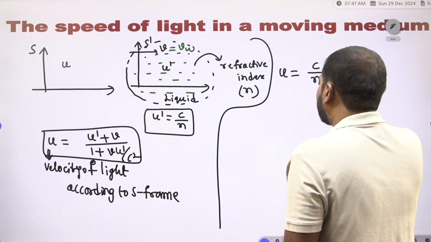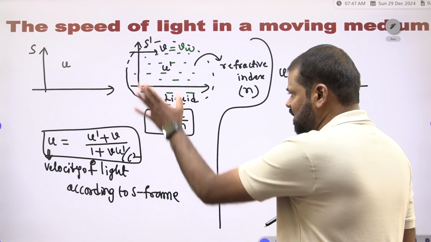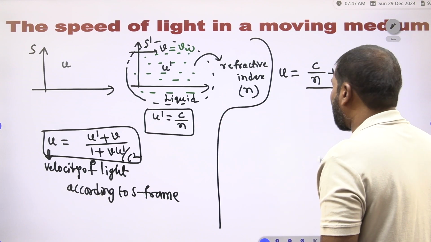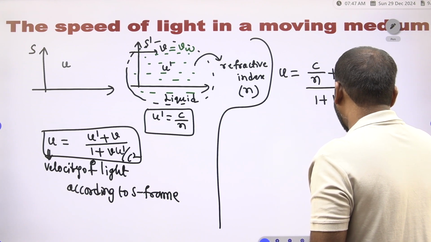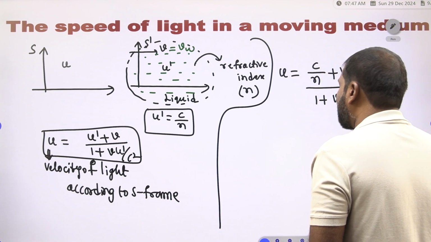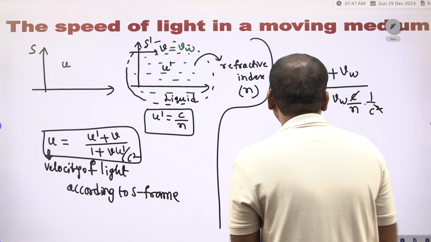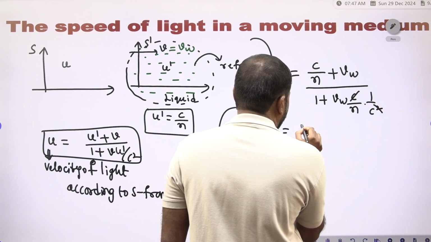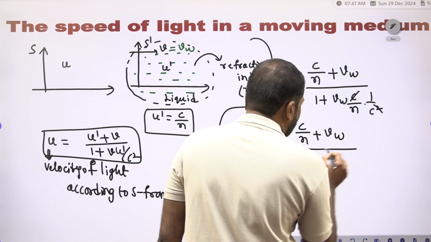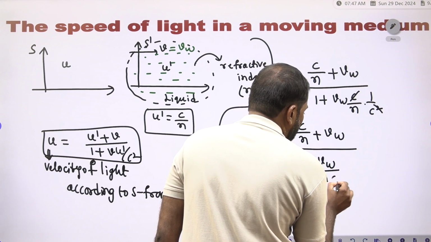So 1 plus v is equal to vw. This is the velocity of the water, because the S dash frame is in the water. That's why we have to take 1 plus v is equal to vw, u dash is equal to c by n into 1 by c square. 1 c gets cancelled. Therefore u is equal to c by n plus vw divided by 1 plus vw divided by n into c.